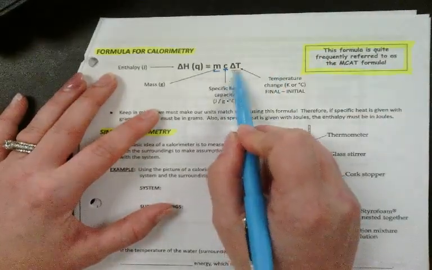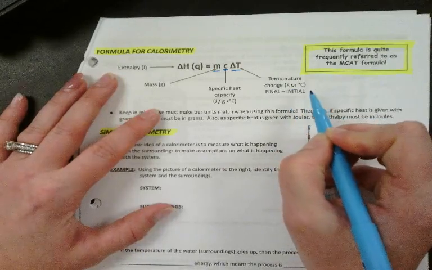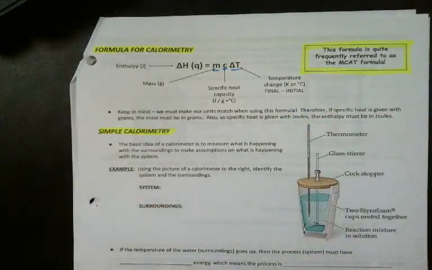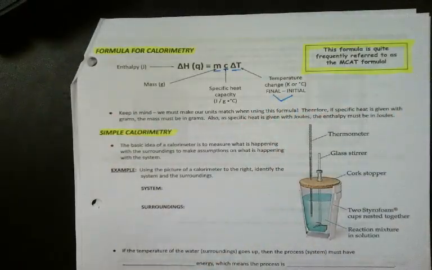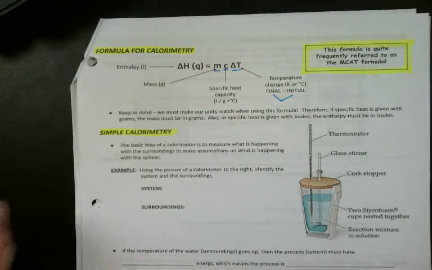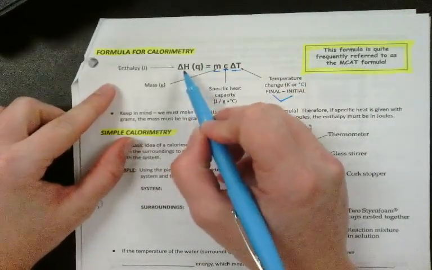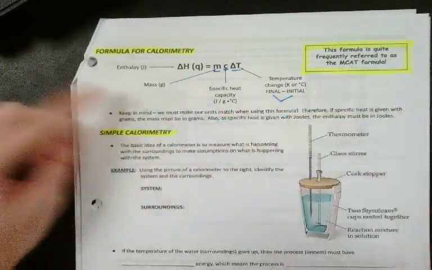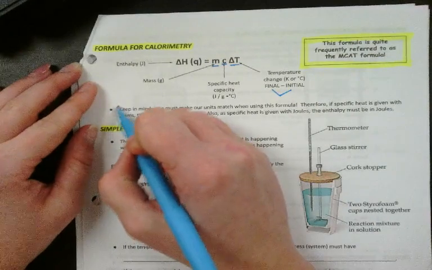And then you have delta T, which is the temperature change. It can be in Kelvin or Celsius. But if you have one in Kelvin and one in Celsius, what do you have to do? Convert. And it's final minus initial. Not initial minus final. It's final minus initial. And then that equals your delta H, which is enthalpy, and your mass. Can I get a volunteer to read this saying?